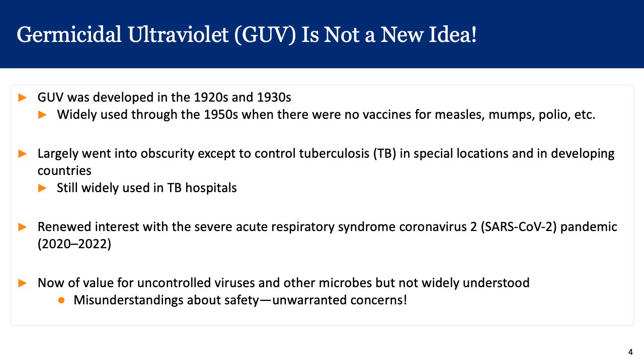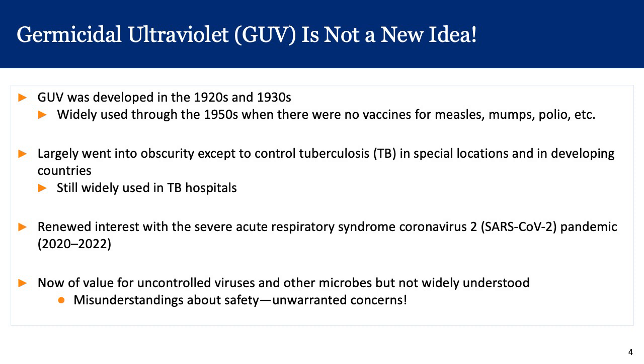and pointing out that germicidal ultraviolet is really not a new idea. It was developed back in the 1920s and 30s when low pressure mercury discharge lamps were developed and found to be highly effective in disinfecting microbes. And it was widely used back in the 1950s when there were no vaccines for measles, mumps, polio, and so on. Since there's no current vaccine for tuberculosis, it's still widely used where tuberculosis is endemic in other countries. And it's still widely used in TB hospitals and TB wards in the US.